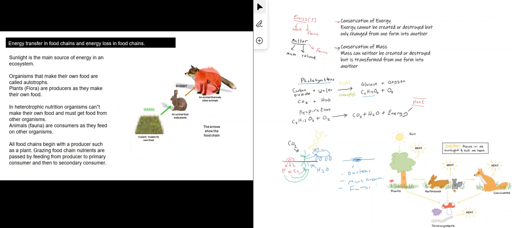So this is a food chain. Here is your primary producer, which is the grass, and all food chains start with a primary producer. Then you have your primary consumer, which eats the primary producer, and then the secondary consumer, which eats the primary consumer. This is an example of what's called a food chain. What we're looking at is the movement of energy and matter through an ecosystem, through these animals.